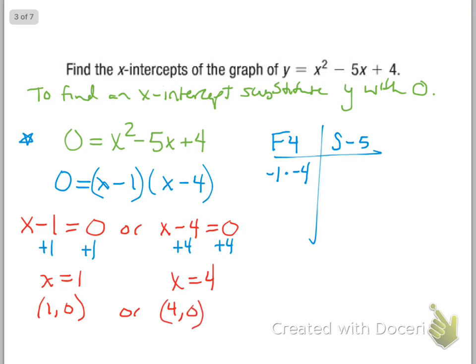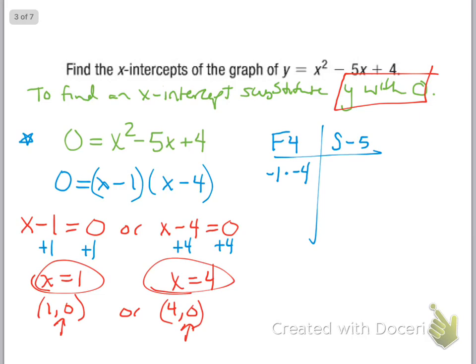Remember, an x-intercept always has a y value of 0. Those are our y values of 0. And we found the two possible x values. So those are my two possible x-intercepts for that graph.